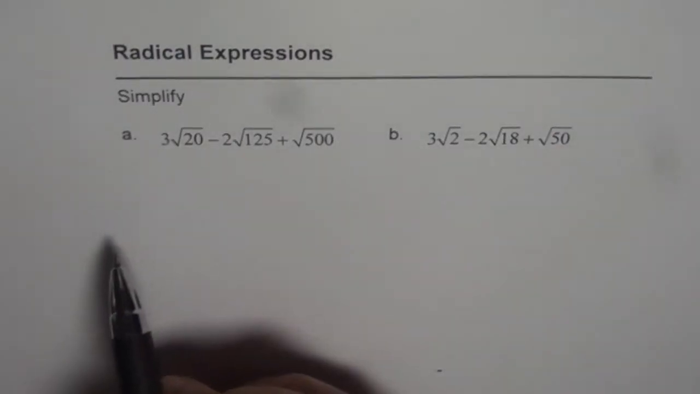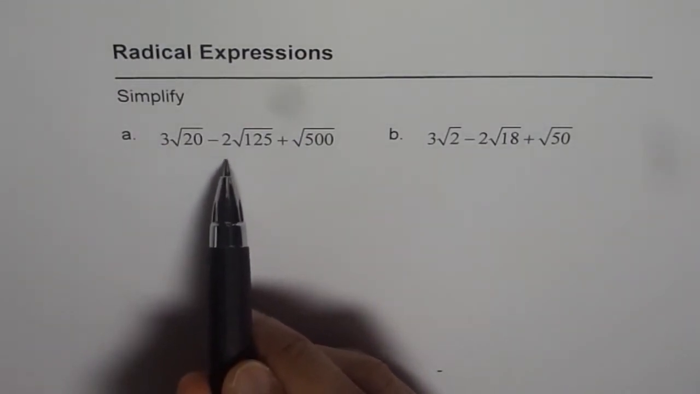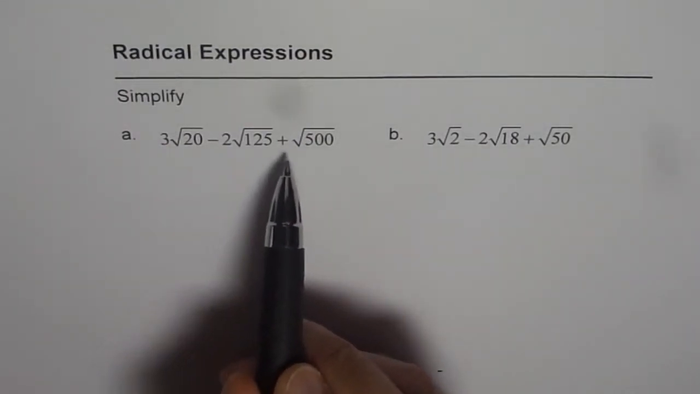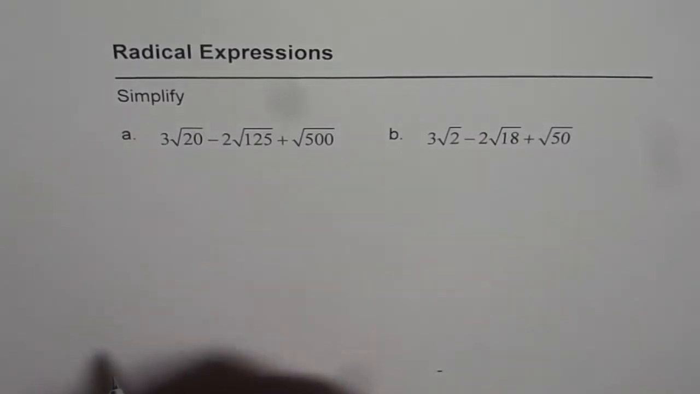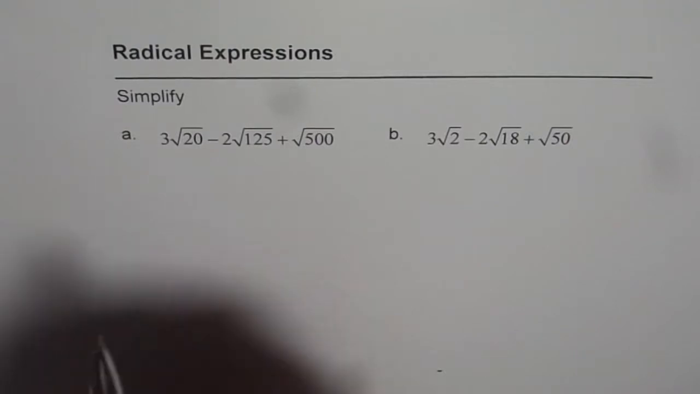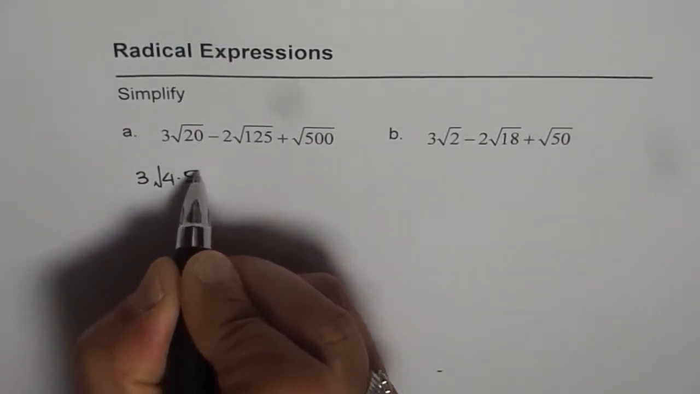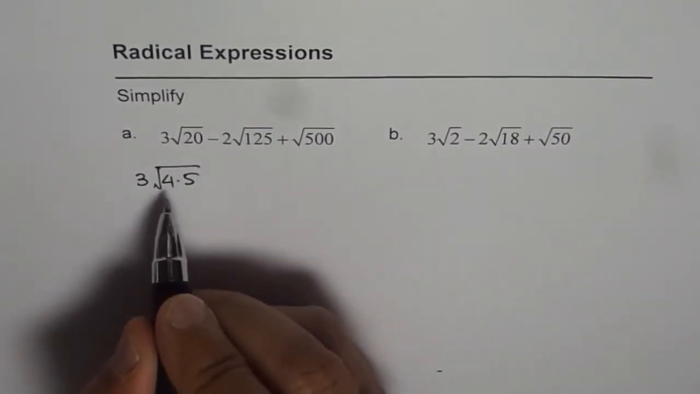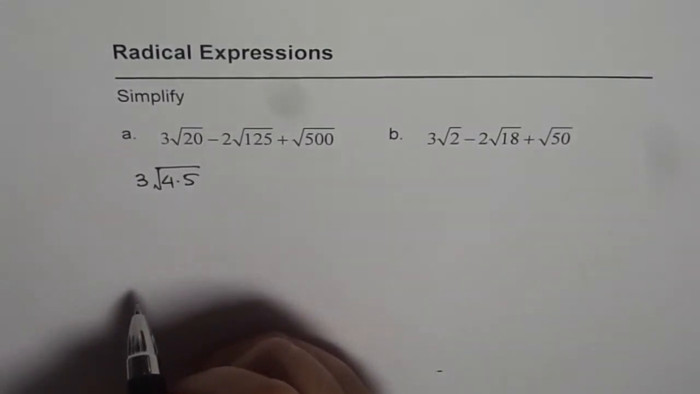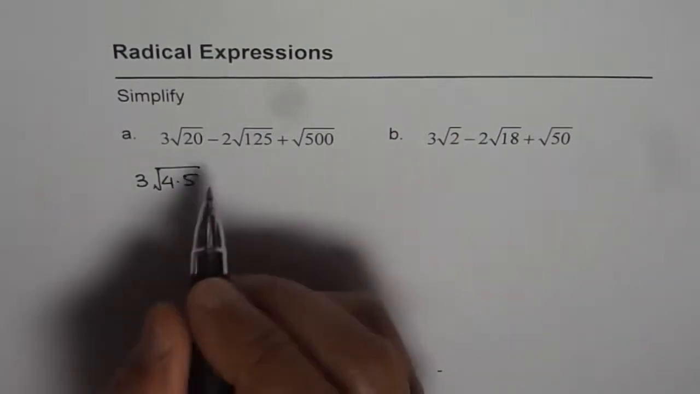Let's start with part A, which is 3 square root of 20 minus 2 times square root of 125 plus square root of 500. Now 20 can be written as 4 times 5. So we get 3 square root of 4 times 5. I chose 4 times 5 since 4 is a perfect square, and in the next step I'll simplify it. It could be written as 2 squared, right?